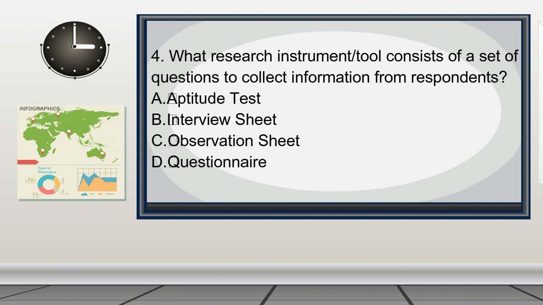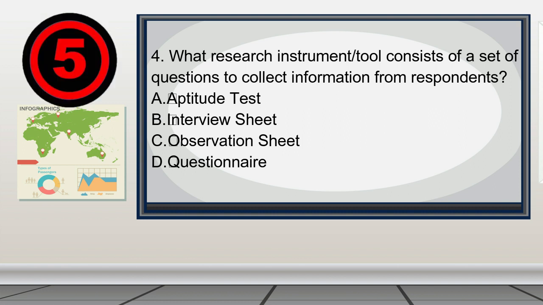Four. What research instrument or tool consists of a set of questions to collect information from respondents? A. Aptitude test. B. Interview sheet. C. Observation sheet. D. Questionnaire.